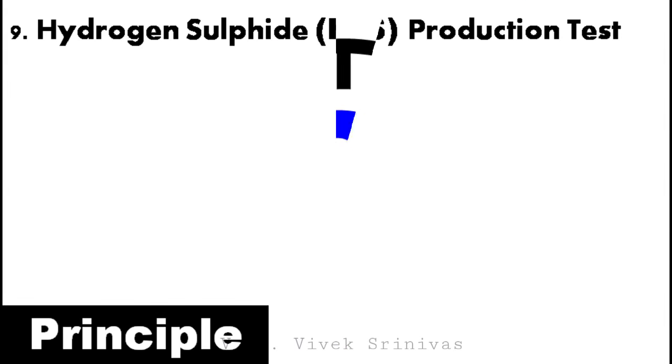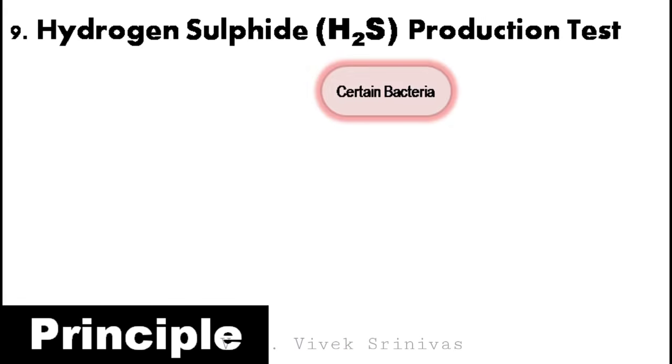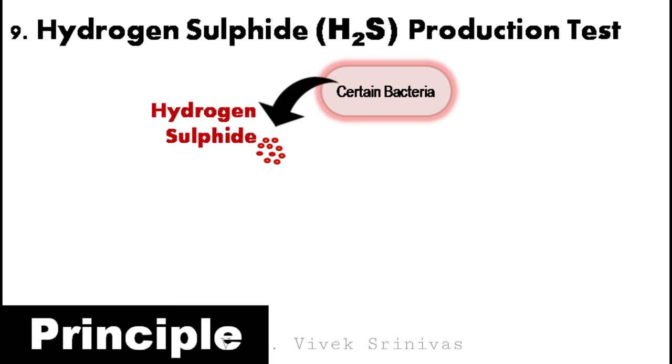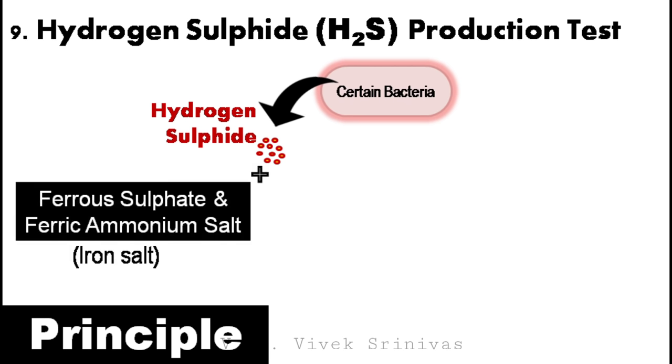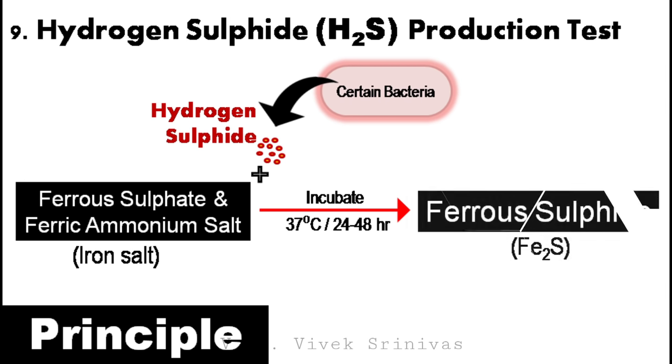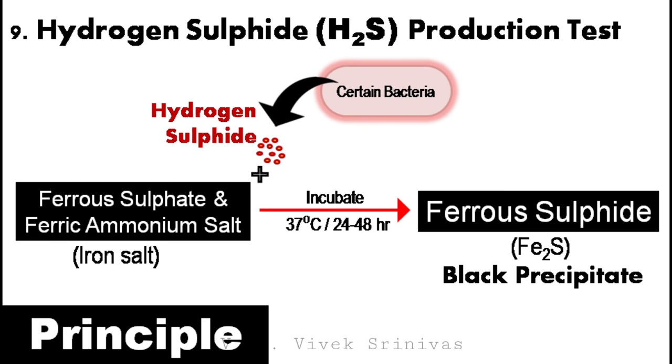Next, the hydrogen sulfide production test. The principle: certain bacteria produce substance like the hydrogen sulfide. This hydrogen sulfide, along with the iron salts like ferrous sulfate and ferric ammonium salt, forms the ferrous sulfide as the end product. This is observed as the black precipitate. This is the principle behind the hydrogen sulfide production test.